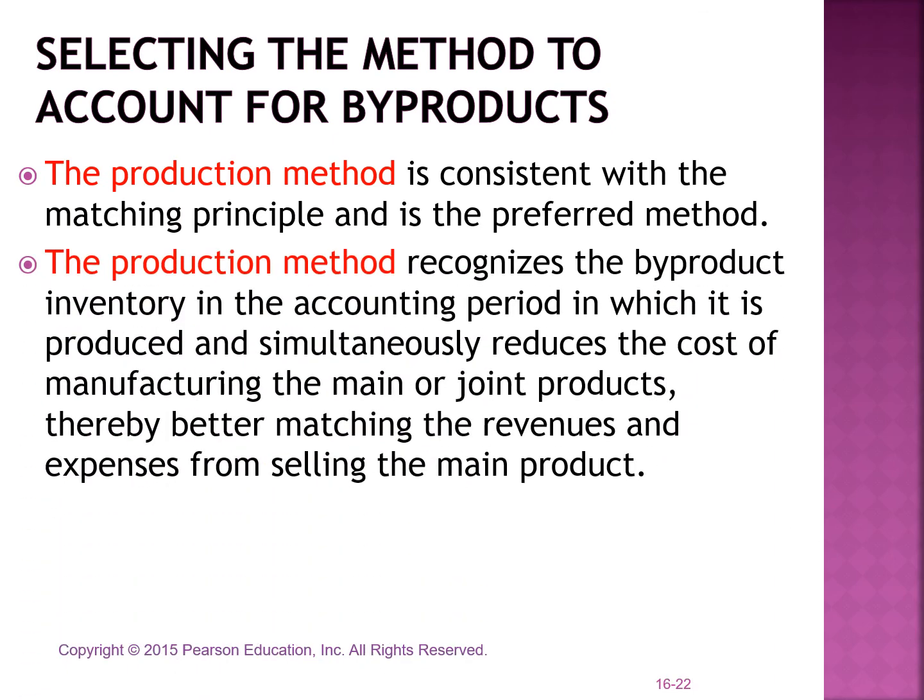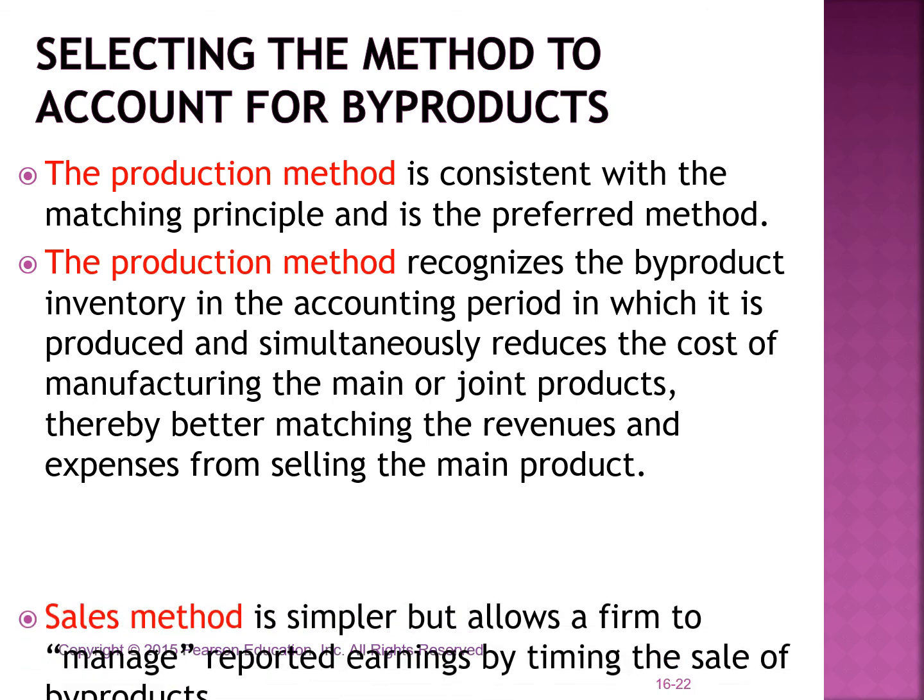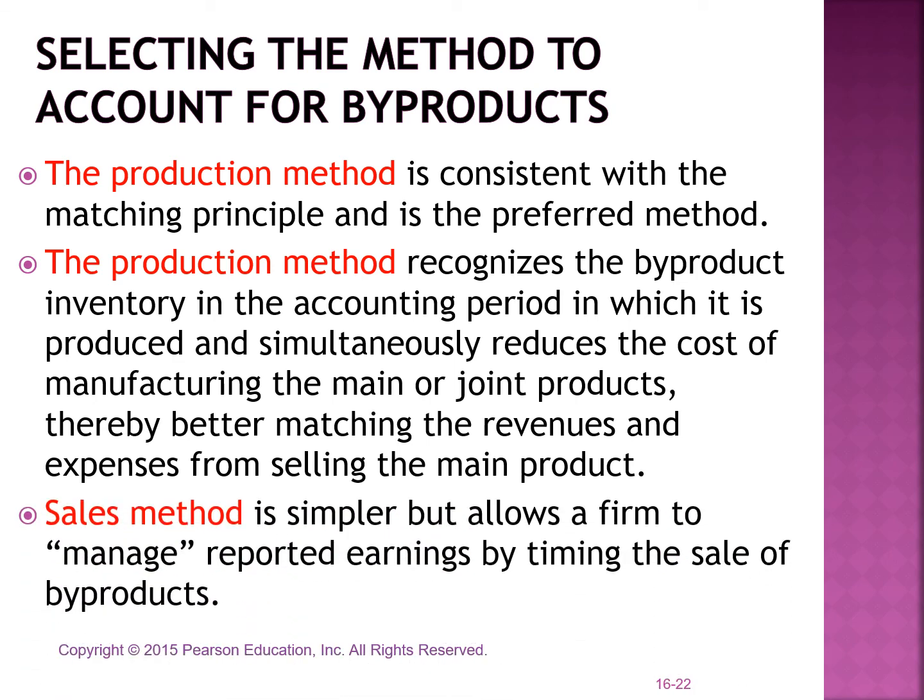Which one is to be used? The production method is consistent with the matching principle and is the preferred method. The production method recognizes the by-product inventory in the accounting period in which it is produced and simultaneously reduces the cost of manufacturing the main or joint product, thereby better matching the revenue and expenses from selling the main product. The sales method is simpler but allows a firm to manage reported earnings by timing the sale of the product as the management desires, and actually this can help management in avoiding or manipulating revenue.